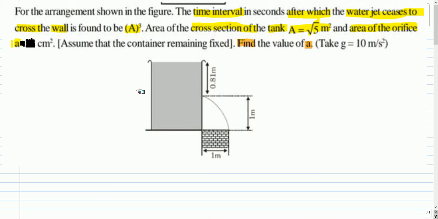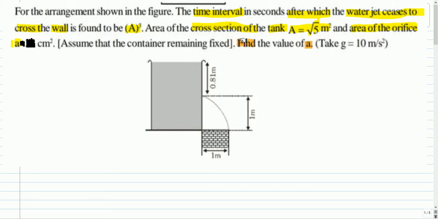In this video, I will discuss a fluid dynamics problem. This is the question. For the arrangement shown in the figure, the time interval in seconds after which the water jet ceases to cross the wall is found to be A cube.